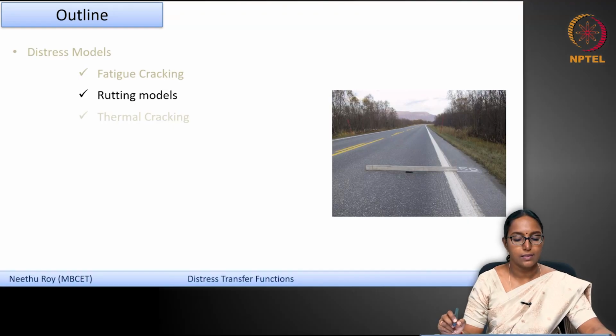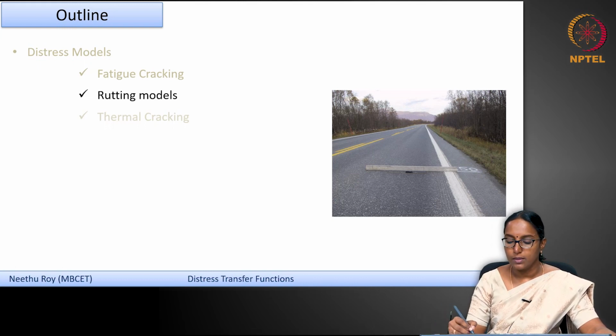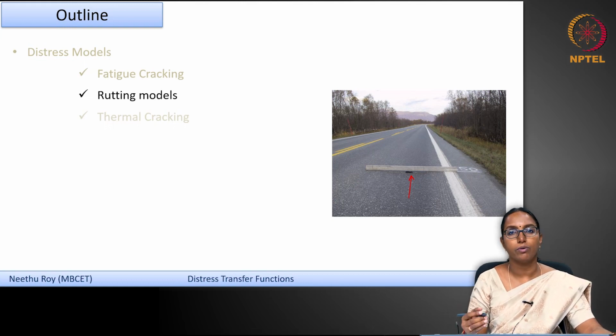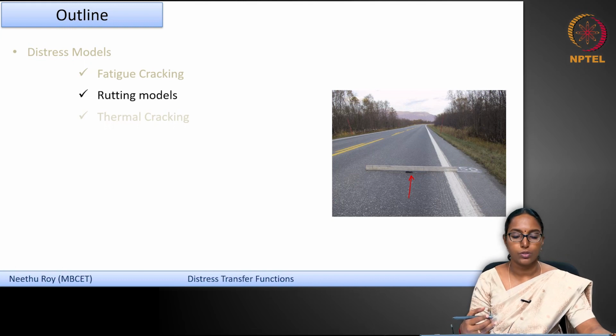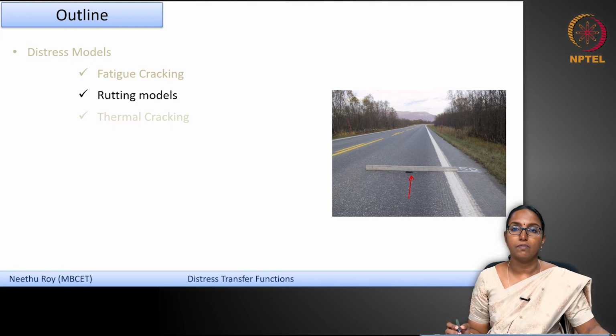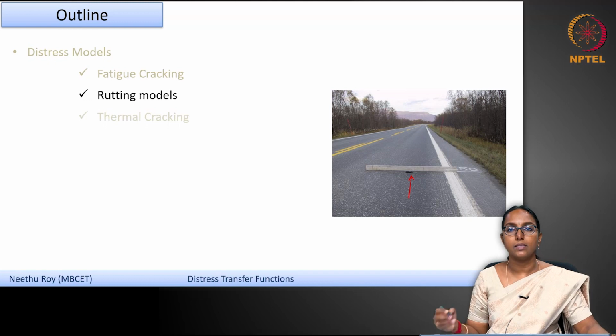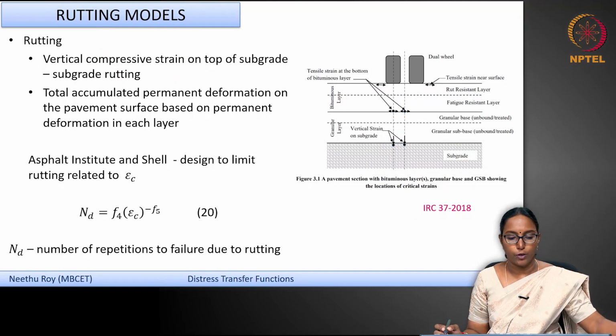Okay, now we will discuss the rutting prediction models or the rutting transfer functions. What is rutting? It is the deformation that you see along the wheel path in the transverse direction. This is a distress that we observe in the pavement surface, which could happen due to many reasons, and we need to predict this rutting so that you can design the pavement structure without this rutting exceeding a particular value.